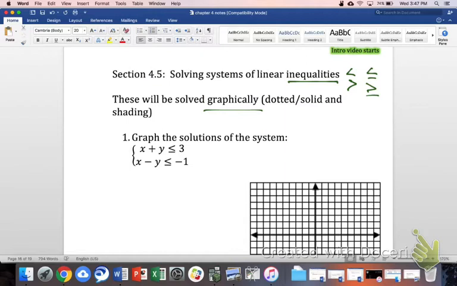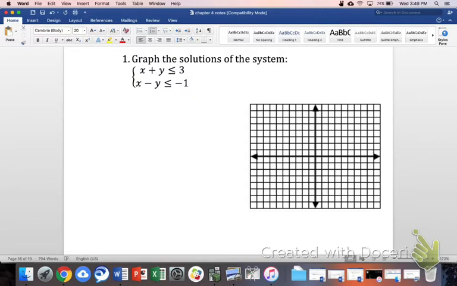And in the midst of the graphing, we're going to be talking about whether the line should be dotted or solid, and we're going to be shading on the lines as well. So we've done some of this before. We did this in Chapter 3, but now we're going to be doing systems of these inequalities. So let's take a look at our example number 1. To do number 1, I'm going to take my two inequalities, my system here, and put them into slope-intercept form.